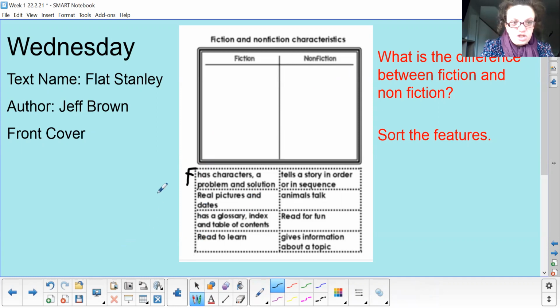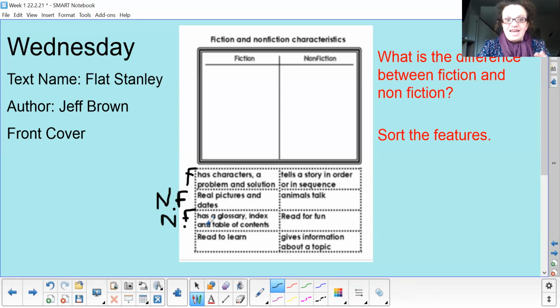That's going to be non-fiction because that's giving us real images of things that exist, and dates, so when things happened, so facts and figures. Has a glossary, an index and a table of contents. That is going to be non-fiction because you don't have to read a non-fiction book in order. You can go to the contents and be like, oh, I want to read about the Great Fire of London. Oh, that's on page 12. Or go to the index and find, oh, I want to look up if it's an animal book about lions. Oh, I can go to page 22, 38 and 65 for those.